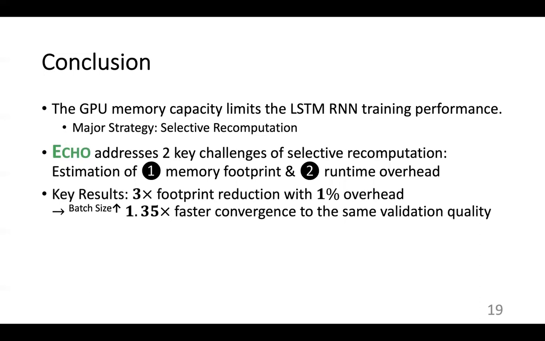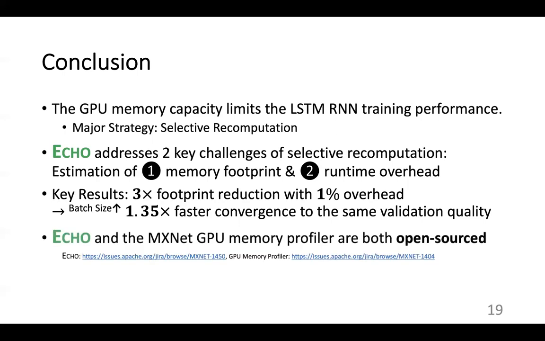Our evaluation of ECHO on real machine translation workload shows that it can deliver 3 times memory footprint reduction, but it only comes with 1% performance overhead. Such memory footprint benefit can be converted into 1.35 times faster convergence to the same validation quality by using a larger training batch size. We are excited to say that both ECHO and the GPU memory profiler tool used in this work are open sourced under the MXNet machine learning framework.